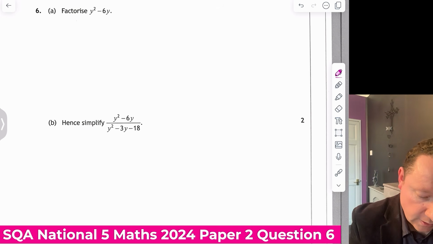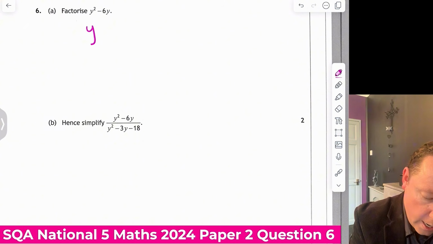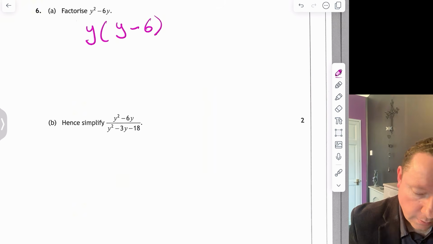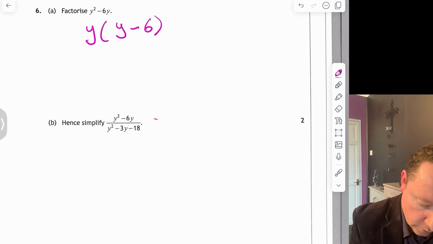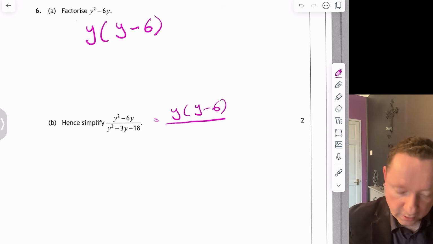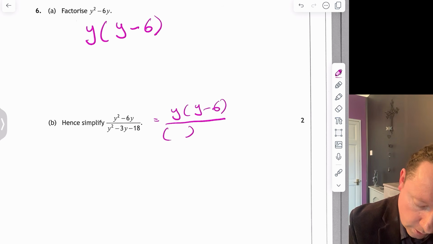Factorise y squared minus 6y. Common factor is y. Bracket y minus 6. Done. Hence simplify this. So I already know the top is y minus 6. So I need to factorise my bottom. So I check for a common factor, y squared minus 3y minus 18. No common factor, so it's double brackets.